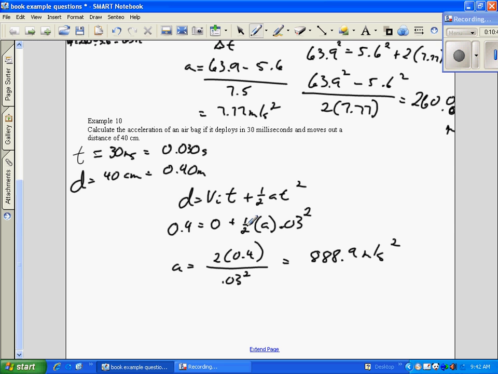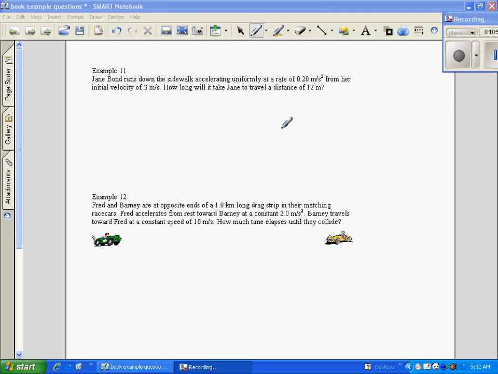Okay, now the last one here on this page, is this one on your page too? No, you've got to flip over, right? For Jane Bond. Jane Bond. Pardon me? Or sister, I don't know. They're in the book. I'm just going along with what they've got in the book.